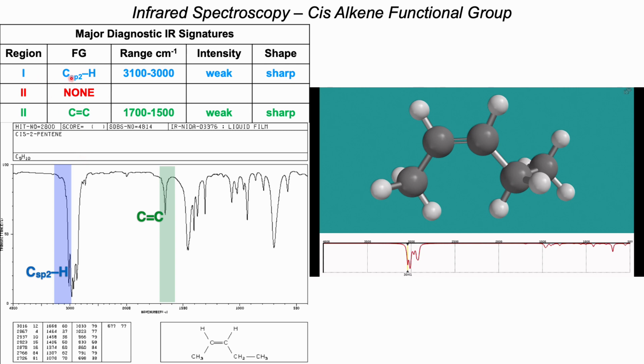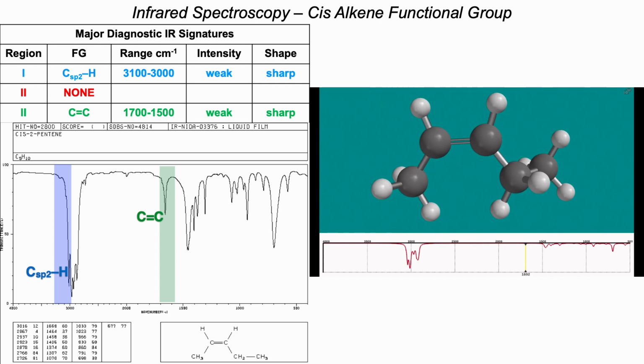So region 1, again, we'll see that sp2 hybridized carbon H stretching is a weak but sharp intensity, nothing in region 2, and then region 3, the double bond stretch. So let's watch this movie. And again, as we move along in the simulated spectrum, you'll see these different vibrational modes. For example, symmetric stretching. Now there's the alkene.